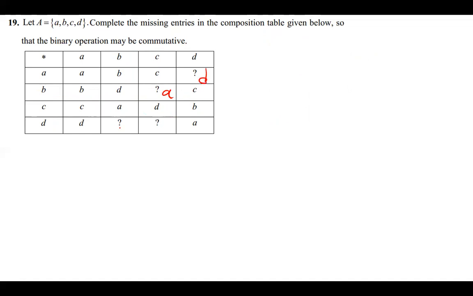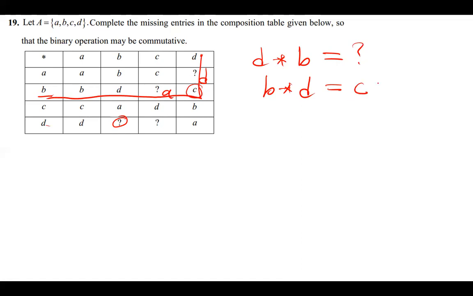So we move on to the next one, this one. This one represents D star B. So D star B we don't have, so let's try to find B star D. So B star D, B and my D is there. So the meeting point of B and D is this one here, which is C. So meaning I have to put C there for this table to be commutative. So there I'm supposed to put C.